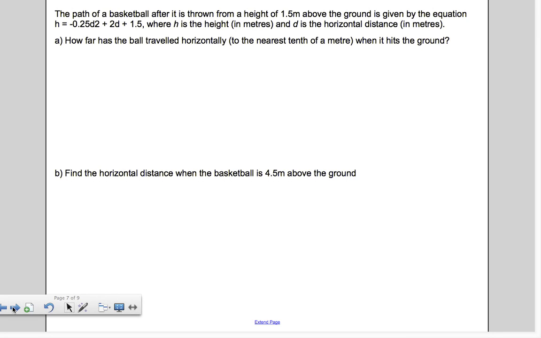So the path of a basketball, after it's thrown from a height of 1.5 meters above the ground, you have this equation. h is equal to negative 0.25d squared plus 2d plus 1.5, where h is the height in meters and d is the horizontal distance. So the question is, how far has the ball traveled horizontally, to the nearest tenth of a meter, when it hits the ground? d squared. Yeah, this is supposed to be d squared.